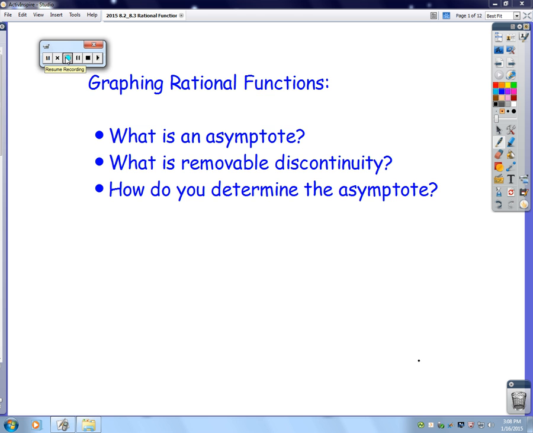Today we're going to be graphing rational functions. Here are some of the questions we're going to be answering. What is an asymptote? What is removable discontinuity? How do you determine the asymptote? All these are going to come into play when we graph these rational functions.